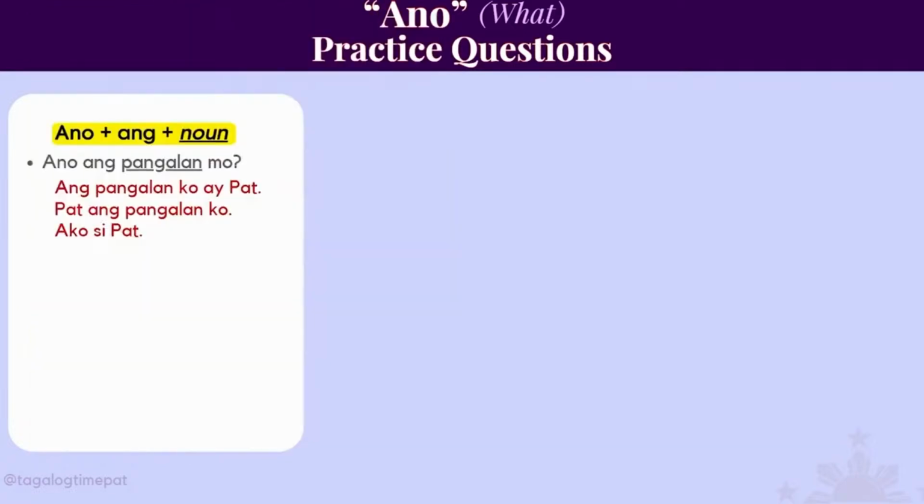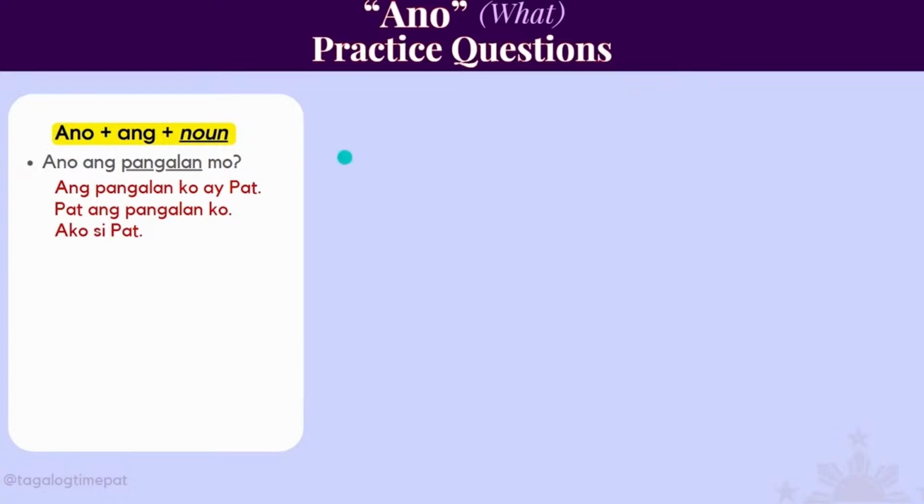So on the left side, let me turn off my screen. So sorry. So on the left side here, you will see the rules that we just learned. So ano ang plus a noun. The example was, ano ang pangalan mo? Ang pangalan ko ay Pat. Or Pat ang pangalan ko, or ako si Pat. Again, remember, ako si Pat is the more casual way to respond.